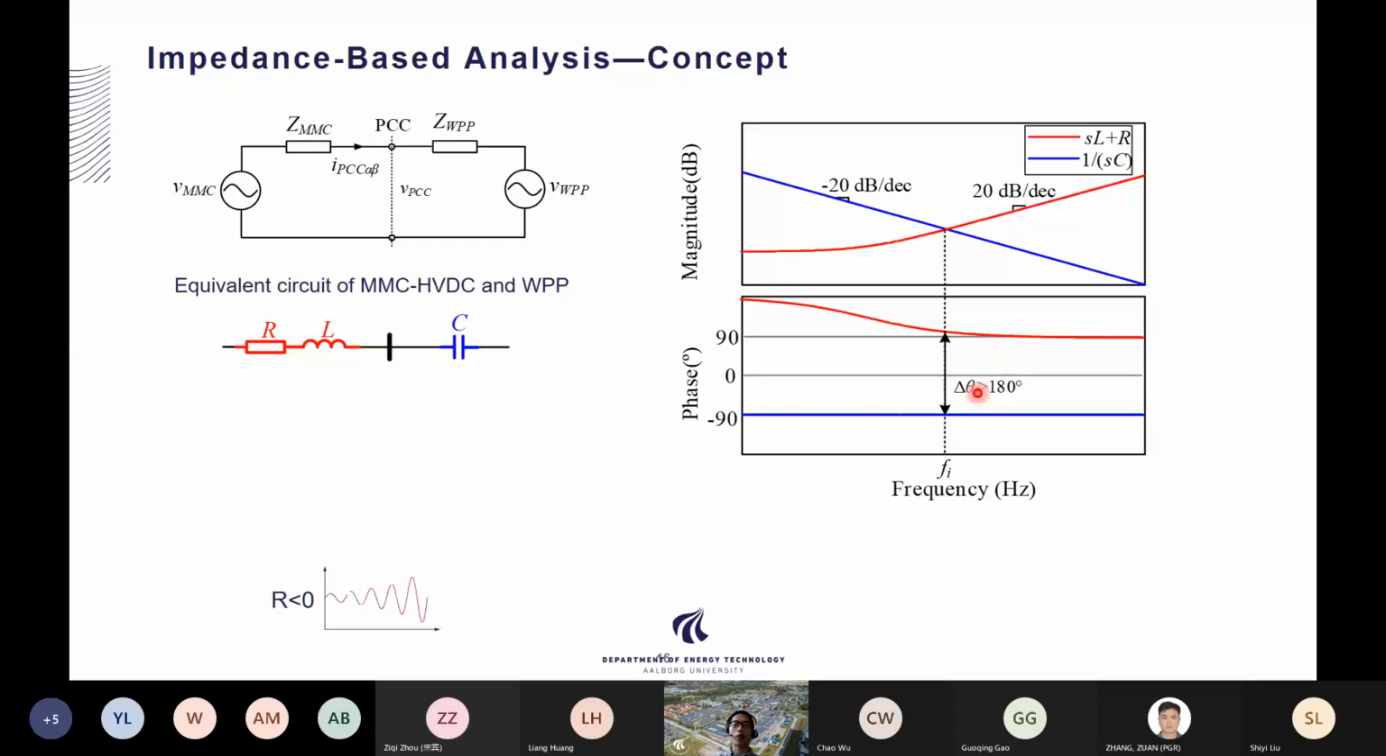And in the last case, if we assume there is a negative resistance in the output impedance, then the oscillation will be amplified and the system will finally become unstable. Correspondingly, in this Bode diagram, we can see that the phase difference at the impedance magnitude intersection point will be larger than 180 degrees. So we can simply check whether the phase difference of the impedance profiles at the magnitude intersection point is larger or smaller than 180 degrees to assess whether the system is stable or not.